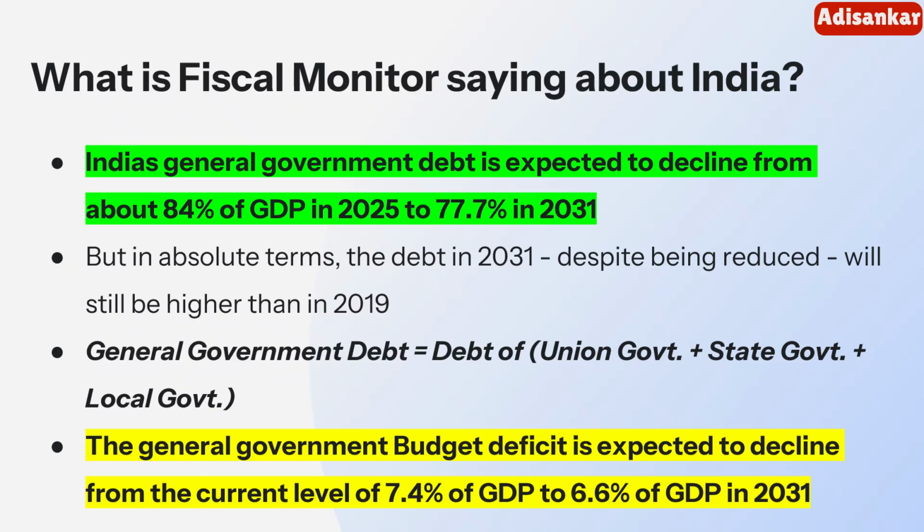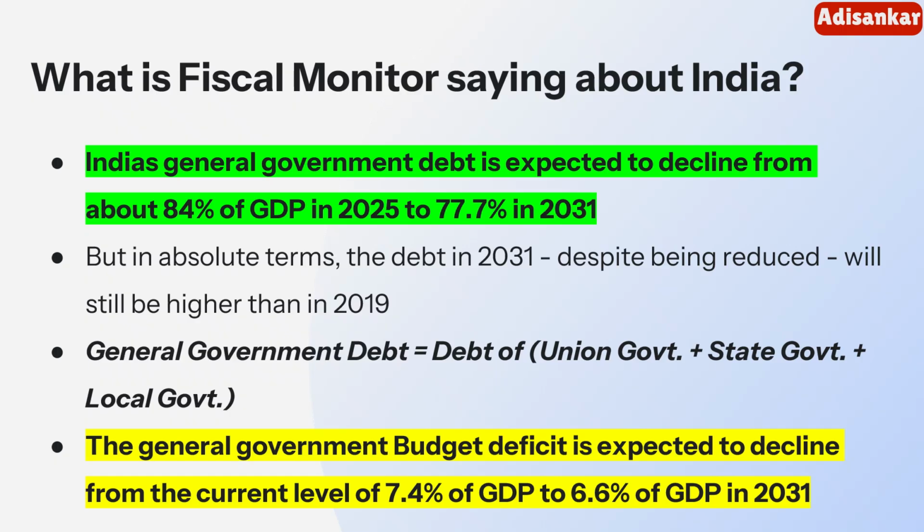What is the Fiscal Monitor report saying about India, by the way? India's general government debt is expected to decline from 84% of GDP in 2025 to 77.7% in 2031. General government debt means the debt of the union government plus state governments plus local governments combined. But even though this general government debt is projected to reduce in 2031, in absolute terms it will be higher than what we paid in 2019.